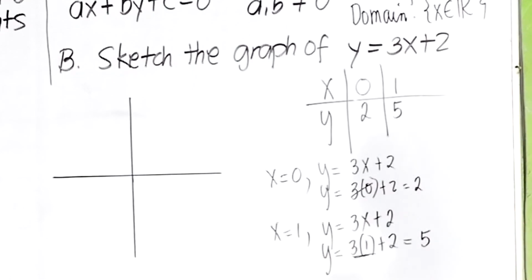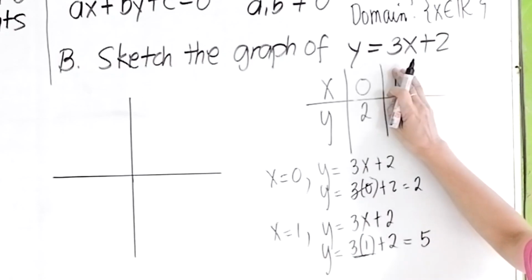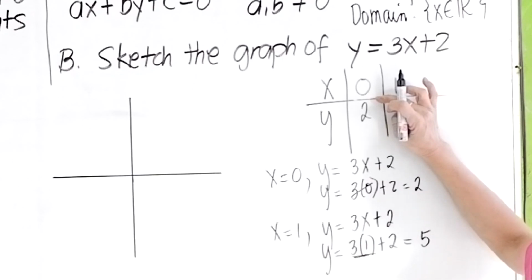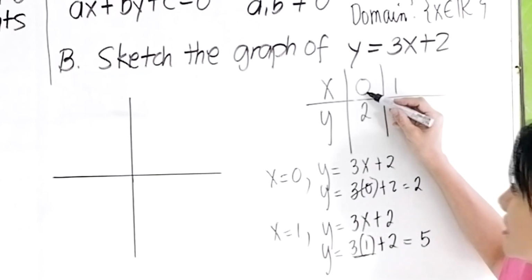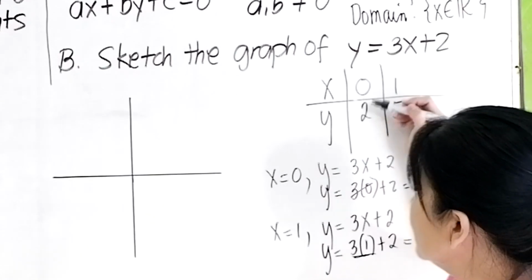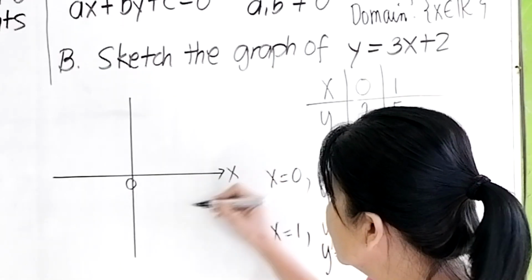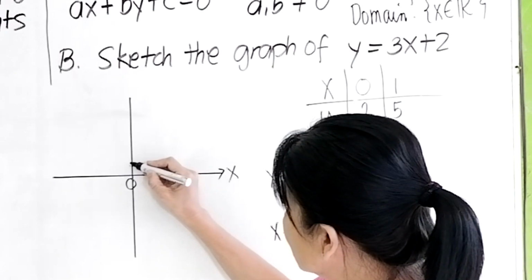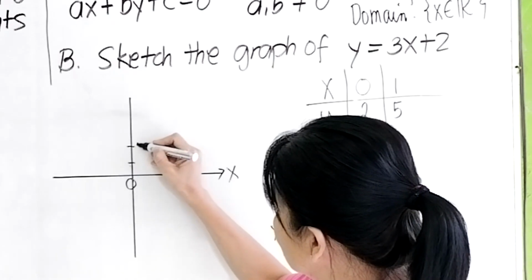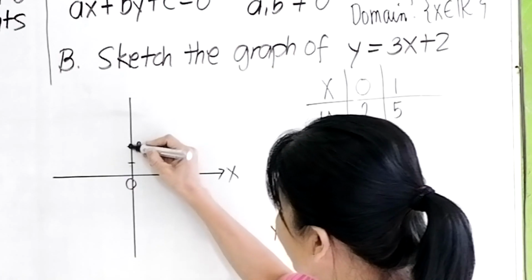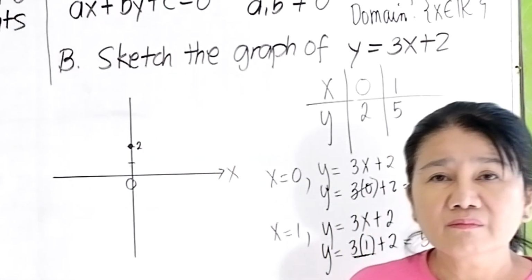There. Now, the question is, is one ordered pair enough? The answer is no. I'll show you why. Let us plot this. 0, 2. When x is 0, this is your x-axis. Y is 2, let's say this is 1, 2. There, that is your point. Right?